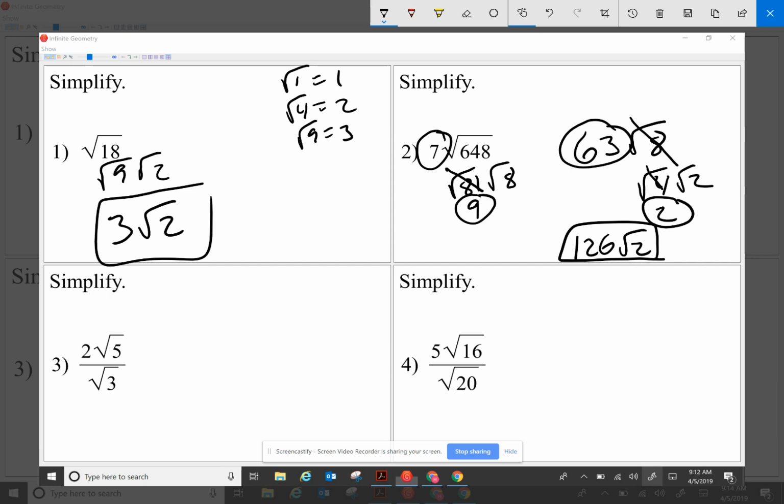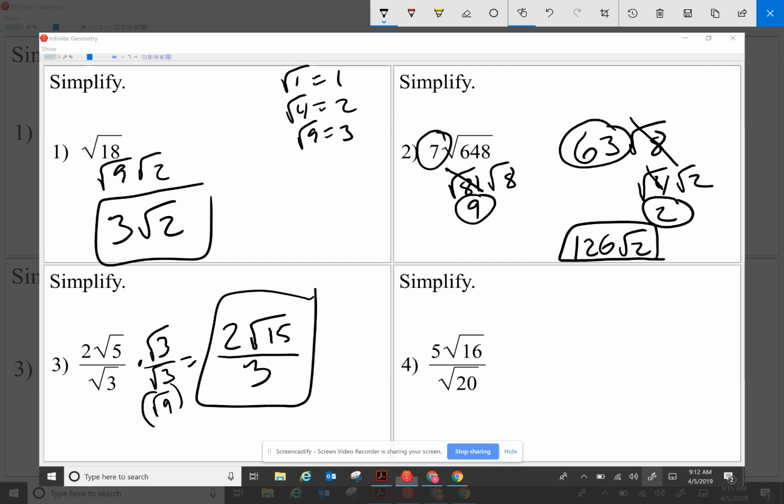Now let's take a look at something like question number 3. We're simplifying, but there is a radical at the bottom. There's no more radicals that I can simplify, but one of the rules that we have is no radicals at the bottom. So I'm going to multiply top and bottom by square root of 3. So on the top, I have 2 radical 15. I can multiply whole numbers with whole numbers and radicals with radicals, but do not mix and match. At the bottom, I have radical 3 times radical 3, which in my mind, I'm thinking radical 9, which is basically 3.